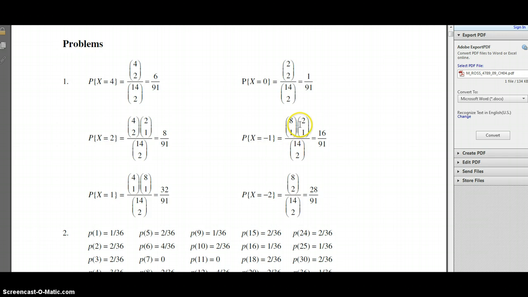Another option would be, of course, to order these. So multiply this by 2, so that puts the 2 in order on top. And then on the bottom, instead of this, you would just have 14 times 13. And that would put the numerator and denominator in order, and that would still give you the 16/91.